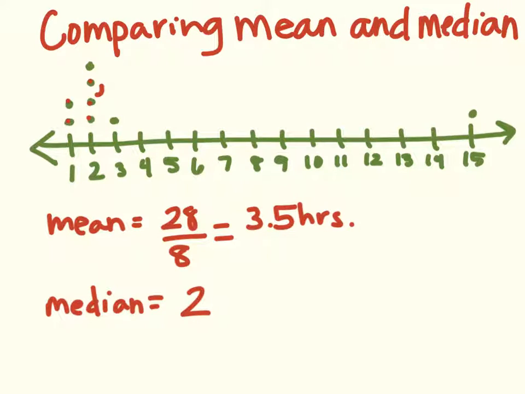So which one of these 2 measures of central tendency, the mean or the median, is a better description of the data? Well, the mean is 3.5 hours. However, all but one student visited the library for less than 3.5 hours during the 2 weeks. So in this case, the mean doesn't describe the data very well. This outlier, 15, really throws off our results. It makes it look like students are spending a lot longer in the library than they really are.